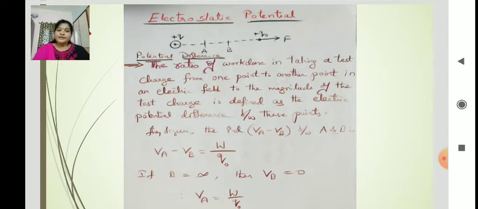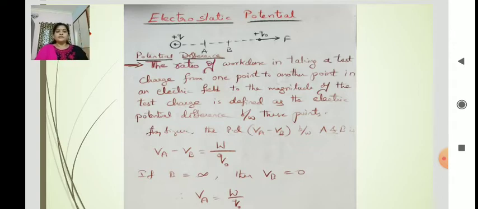In order to bring it from point B to point A in the field of plus Q, in order to overcome the repulsive force, some work has to be done in bringing this test positive charge plus Q naught from point B to point A. Some work is to be done. So the ratio of this work done to the magnitude of the test charge gives you the potential difference between the 2 points A and B.